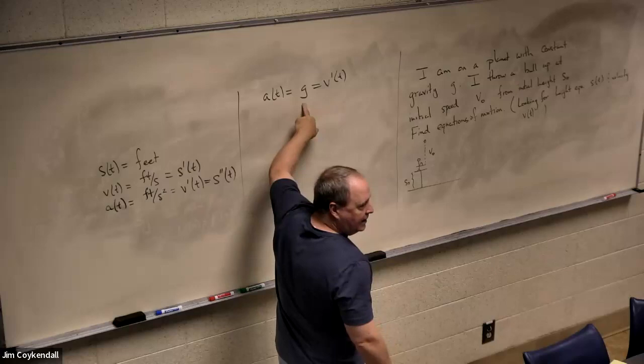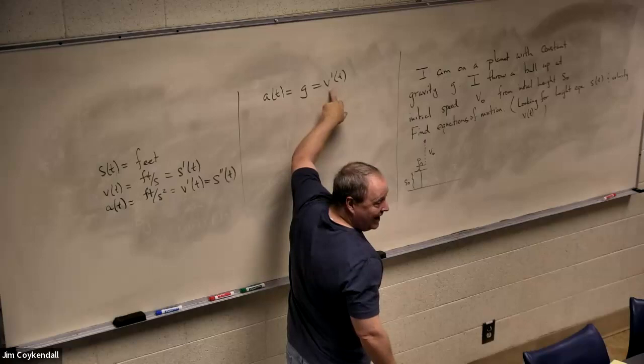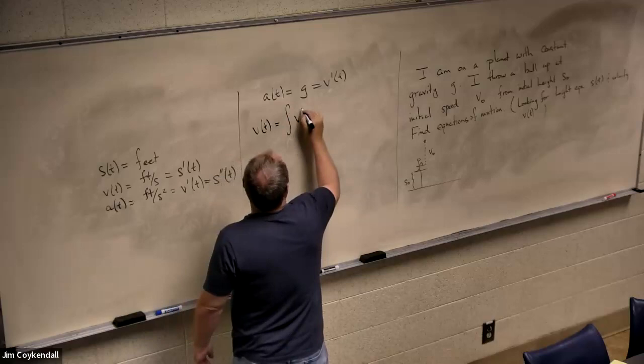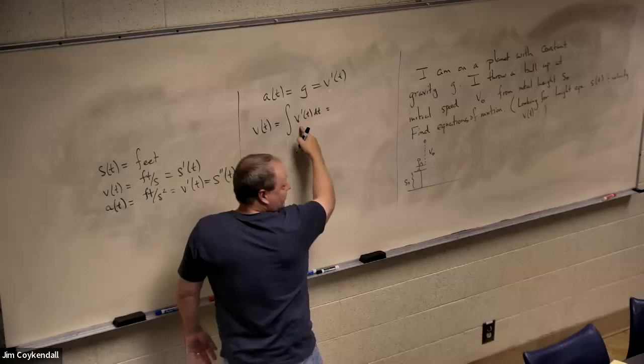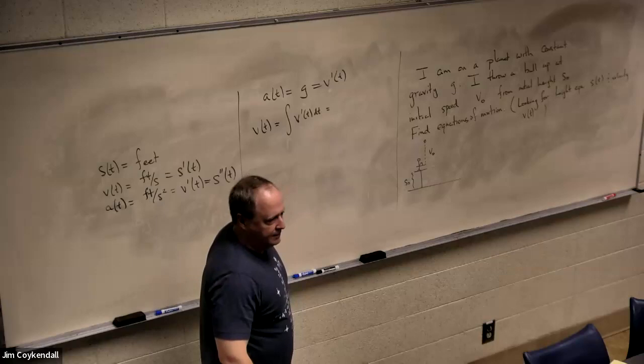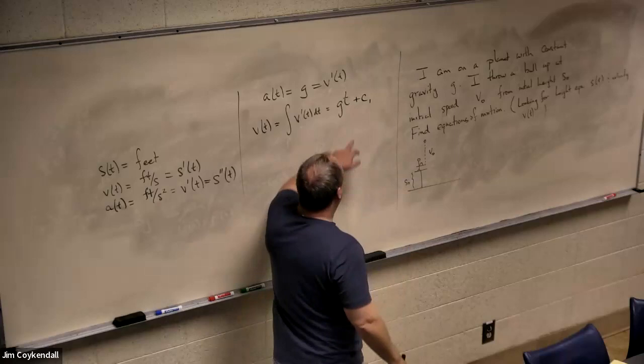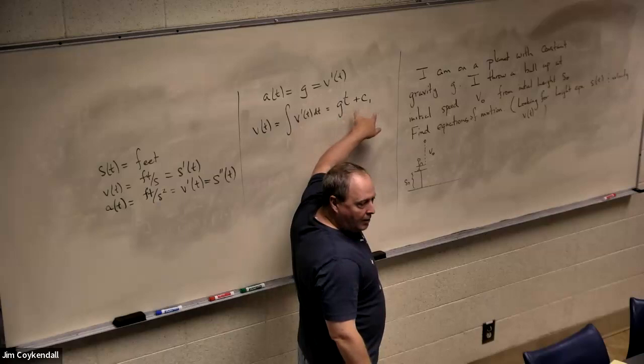How do I get velocity? To get velocity, I don't want a derivative of this. I want an antiderivative. To get velocity, it's the antiderivative of this. And what's the antiderivative of G? It's just G times T, because G is just a number. And don't forget, we have a constant. It's not just GT, it's GT plus C1. But the problem gives me information to figure out what C1 is.